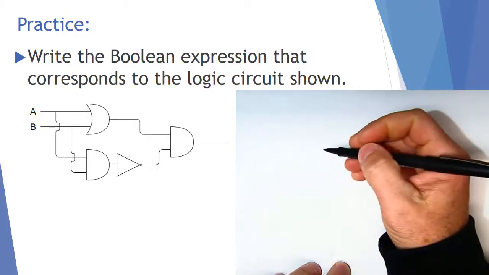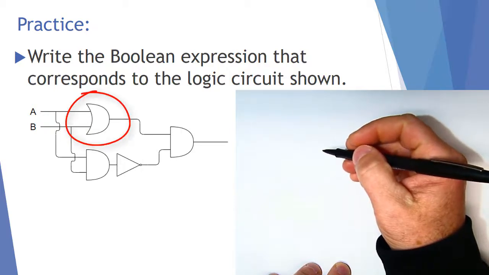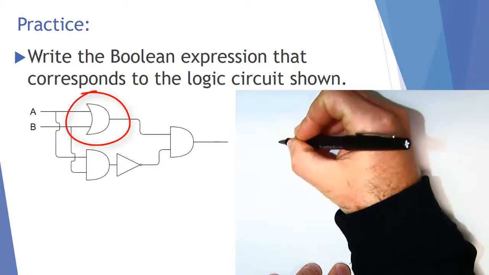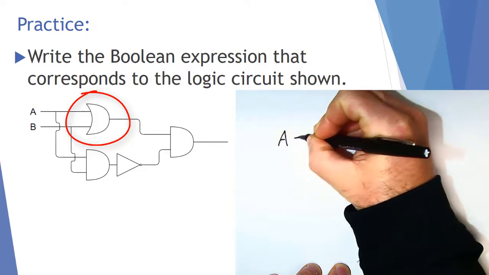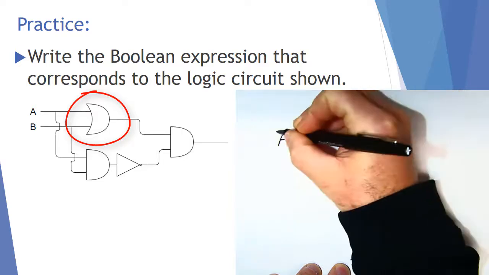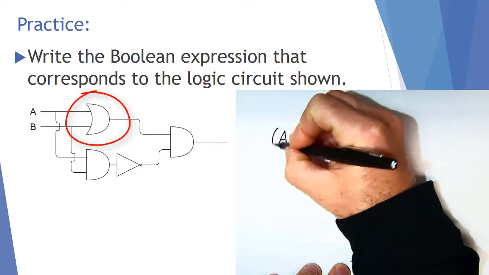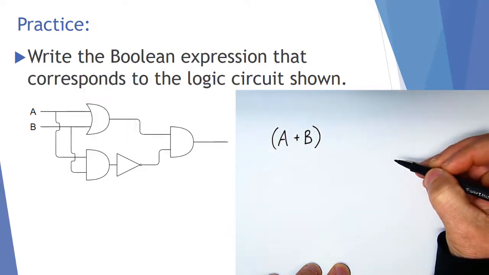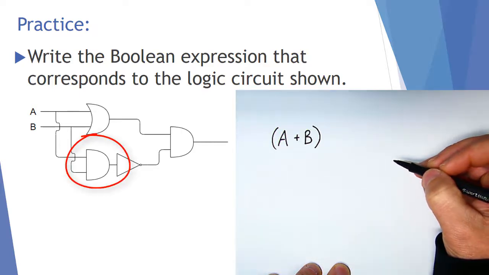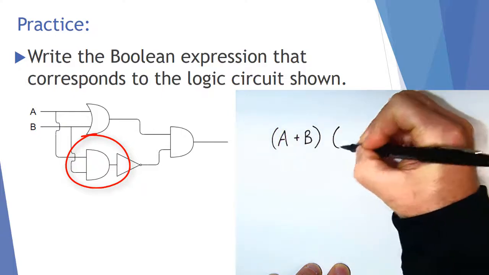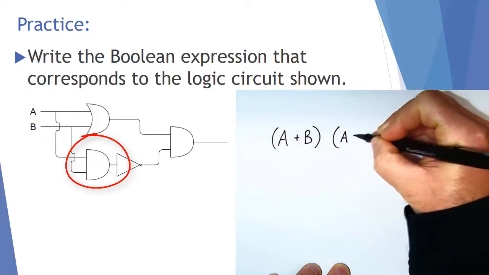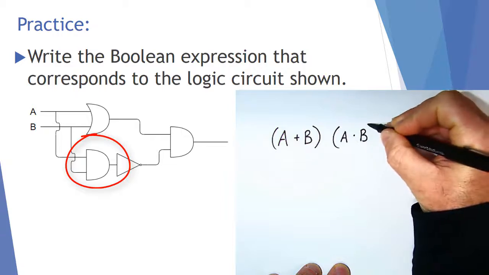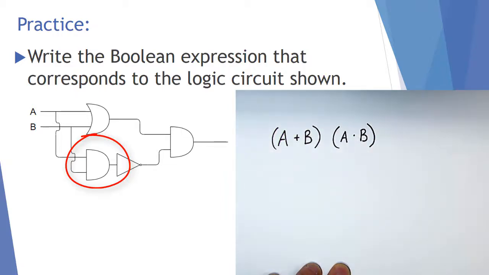Let's start with that first OR gate where A and B are both fed to the OR gate. We know that that is going to be simply A or B. And since there's more going on, since that result goes on to another gate, we'll put parentheses around that. But notice that A and B are also feeding an AND gate. So apparently we're going to have A times B as well. And I could write just AB there, but I'm going to leave the multiplication symbol in. There we've got our AND gate.